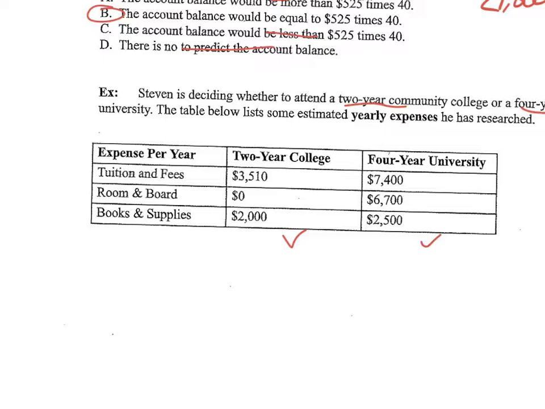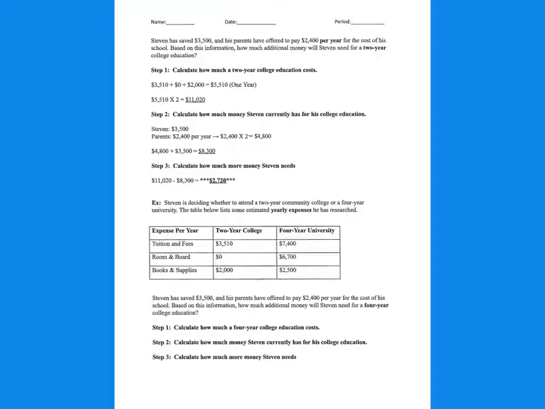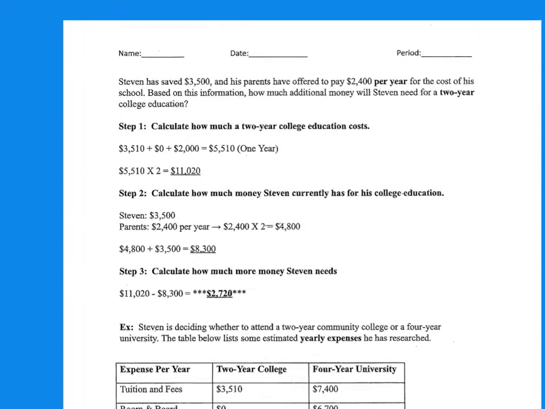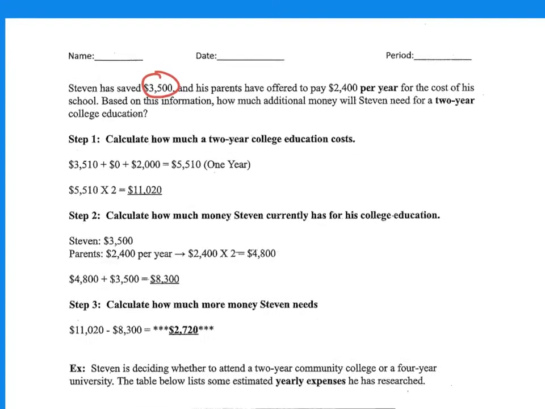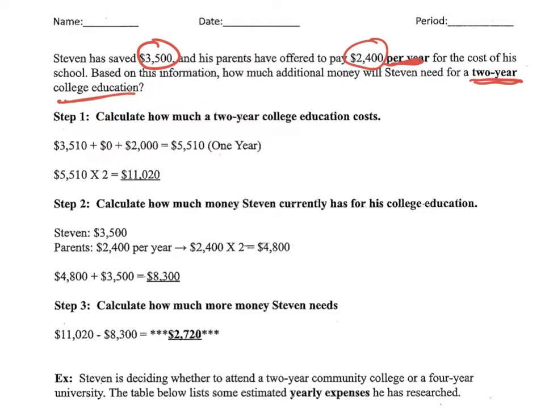From that page over here, added 3,510. So on the back, Stephen has saved $3,500, and his parents have offered to pay $2,400 per year for the cost of his school. Based on this information, how much additional money will Stephen need for a 2-year college education? So this one's kind of worked out for you step by step. We'll do another one that's not, but just to show you what we're doing.